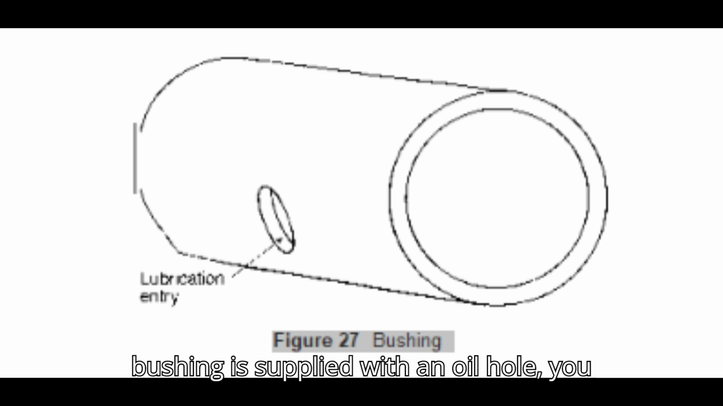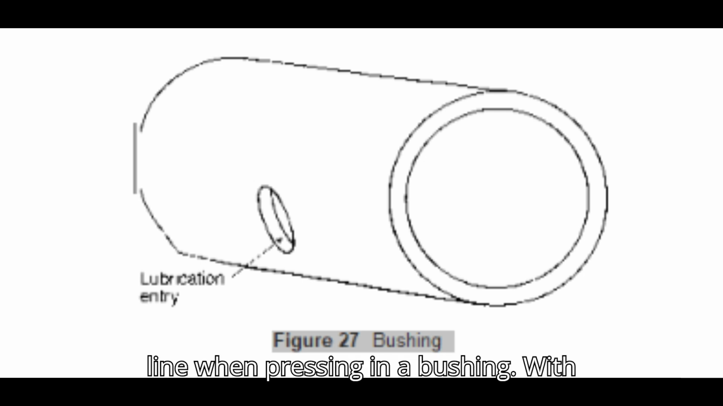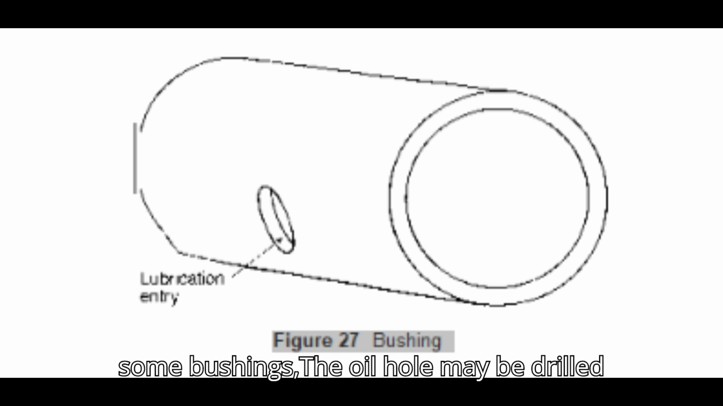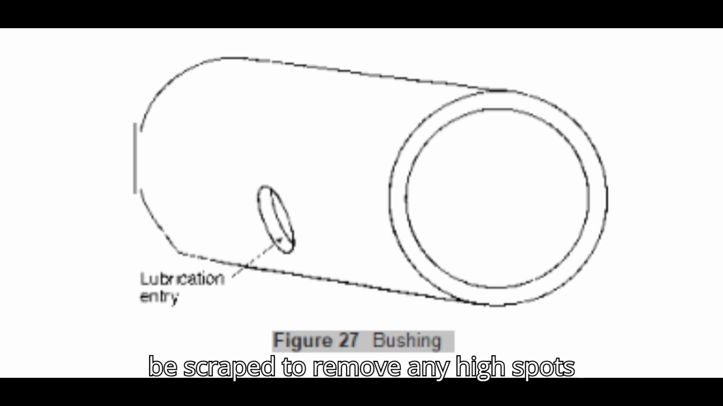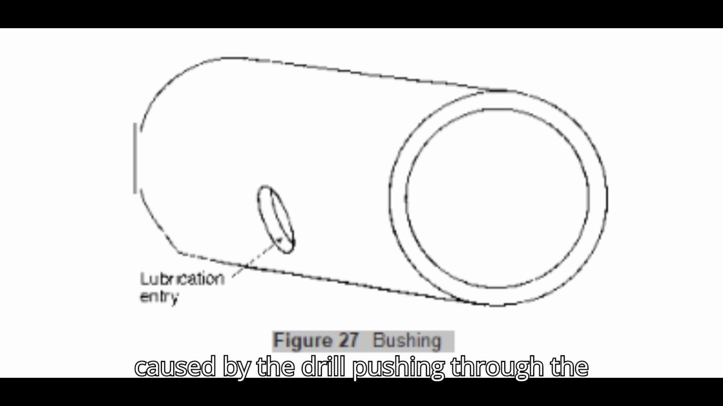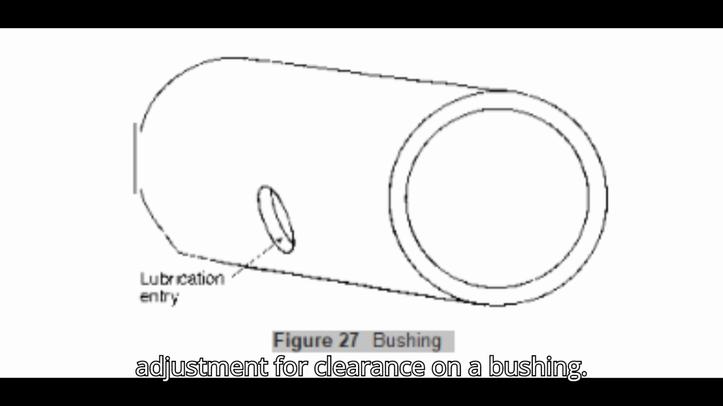If the bushing is supplied with an oil hole, you must align the oil hole with the supply line when pressing in a bushing. With some bushings, the oil hole may be drilled after installation and should therefore be scraped to remove any high spots caused by the drill pushing through the surface. When the bushing is worn, it must be replaced, as there is no adjustment for clearance on a bushing.